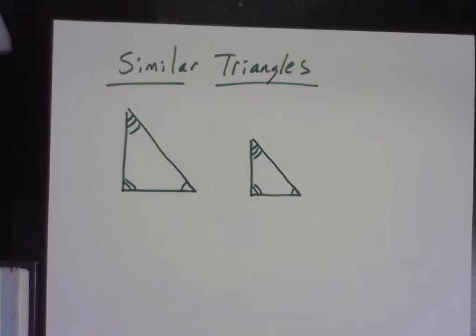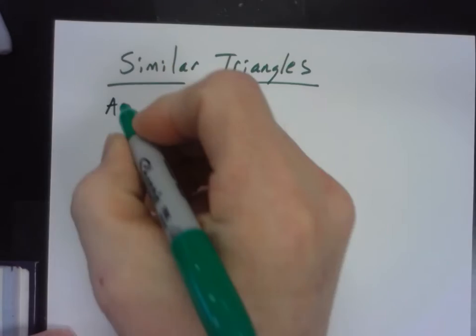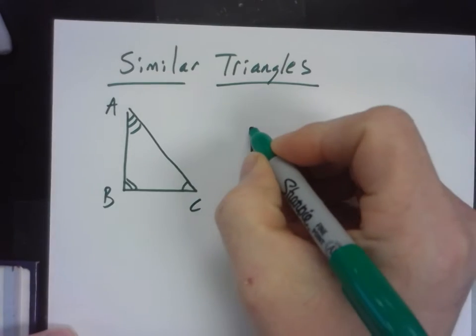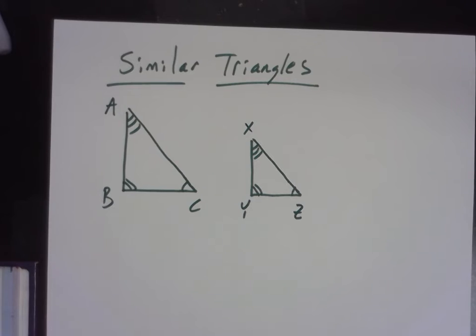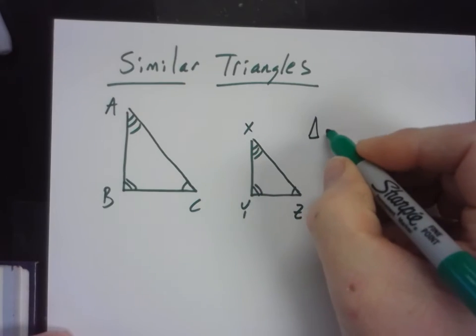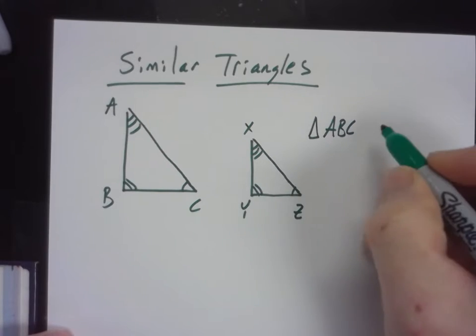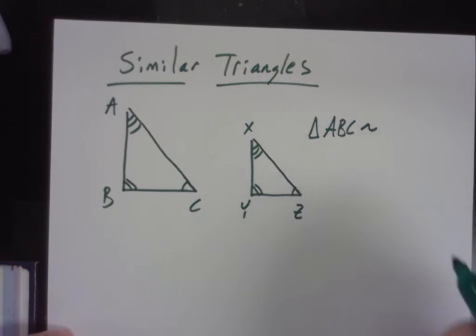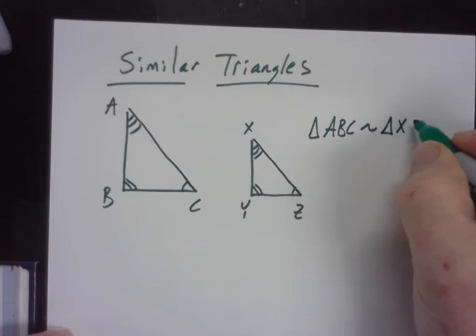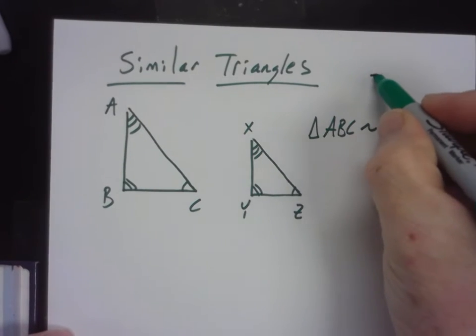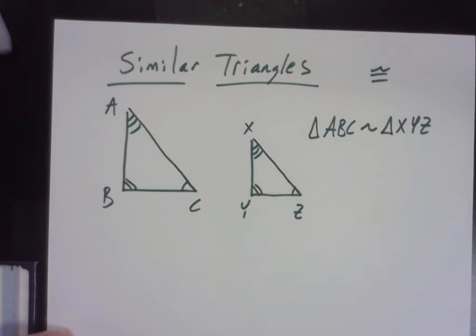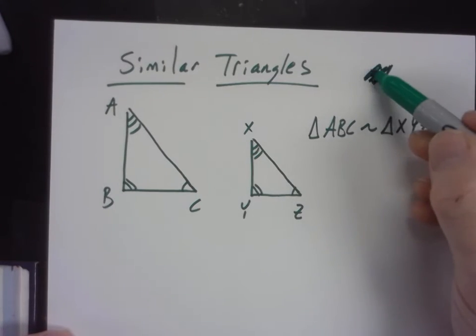That would be a little rough, wouldn't it? So similar figures, A, B, C, X, Y, Z. First thing we have to know about them is how to write a similarity statement. So we'll say something like triangle ABC is similar to triangle XYZ. Like with congruent, when we say they're congruent, we use that symbol. When we say they're similar, we say this.